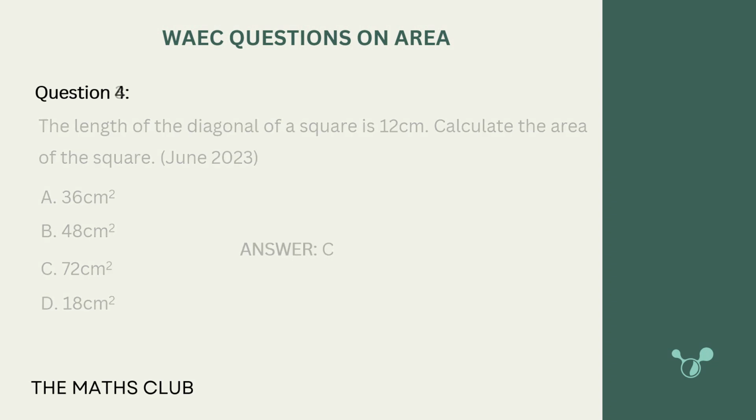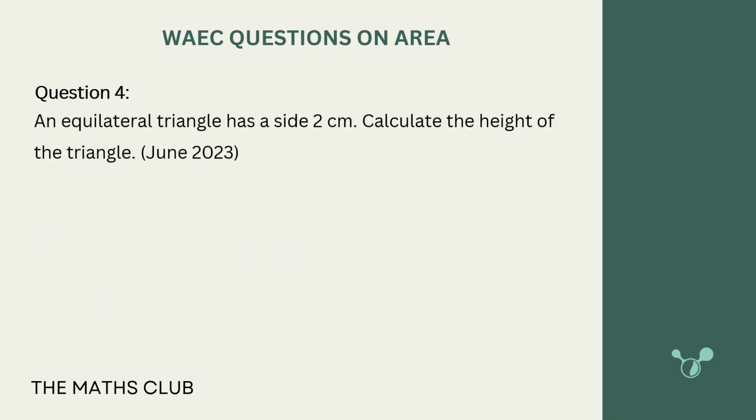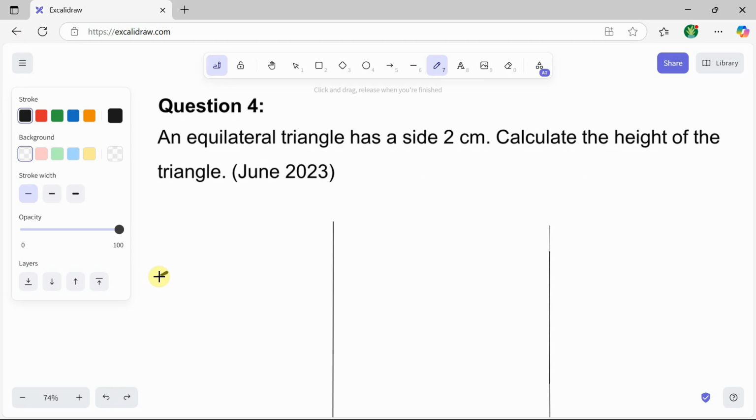Great. Question 4 says that an equilateral triangle has a side 2 centimeter, calculate the height of the triangle. This is from June 2023 too. So for an equilateral triangle, we know that all sides are going to be equal. So if this is our triangle, if this side is 2 centimeter, this will be 2 centimeter, and this will be 2 centimeter. And all the angles here are 60 degrees, right?